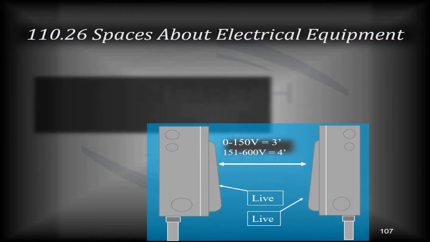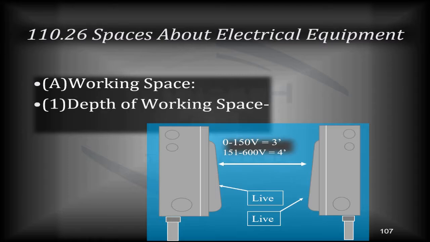Condition 3 talks about having live, potentially exposed parts on both sides. This would require still a 3-foot distance if it's less than 150 volts, or if it's 151 to 600 volts, it's going to have to increase the space between those objects to 4 feet because of the increased amount of danger or potential for danger.